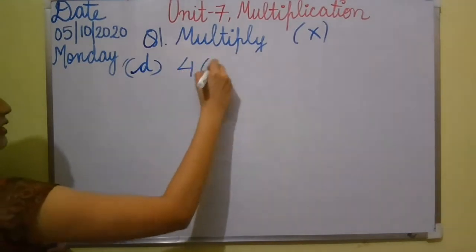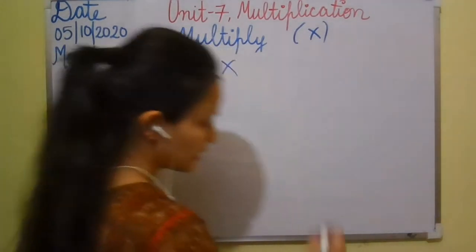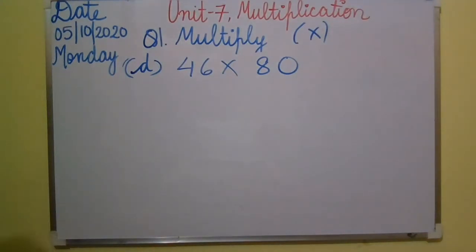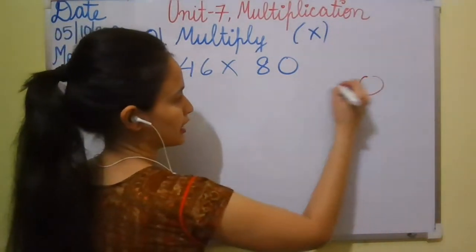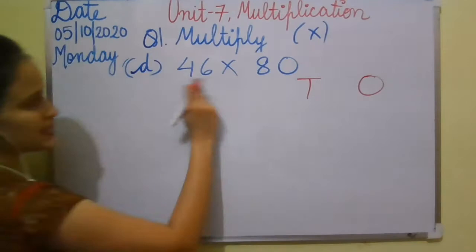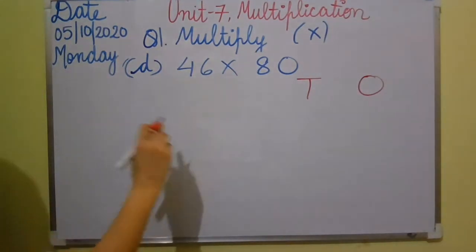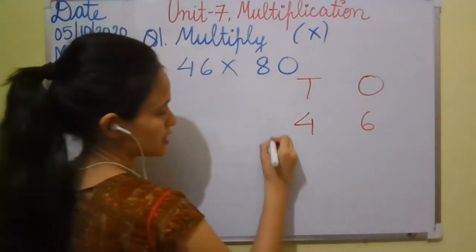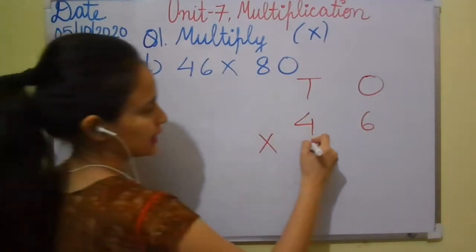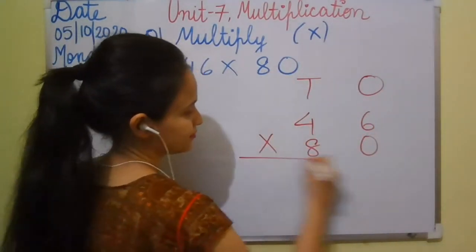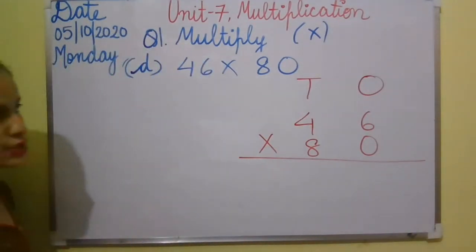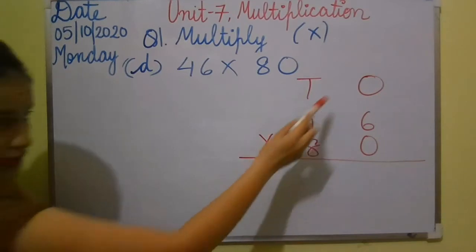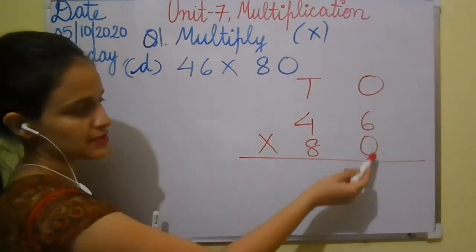46 multiplied by 80. Okay, so first again we are going to arrange the numbers, ones and tens, as both the numbers are 2-digit numbers. Now 46, the cross sign, the multiplication sign and then 80. Okay, so as you can see 0 is also here. Now we are going to solve from ones.